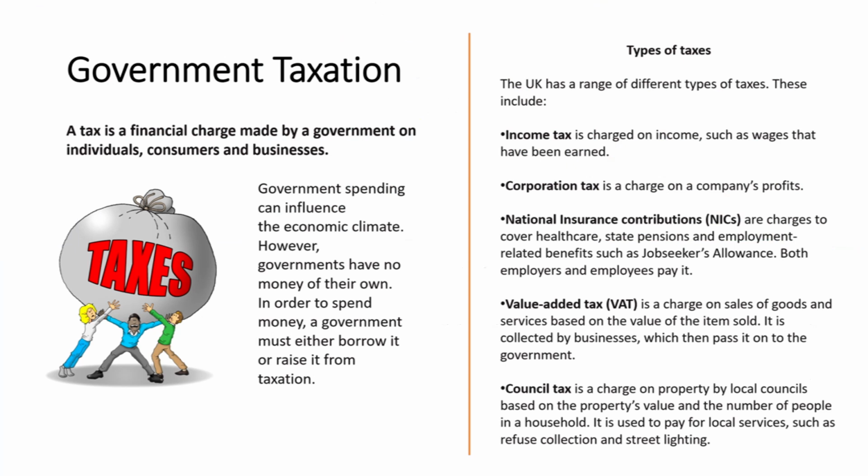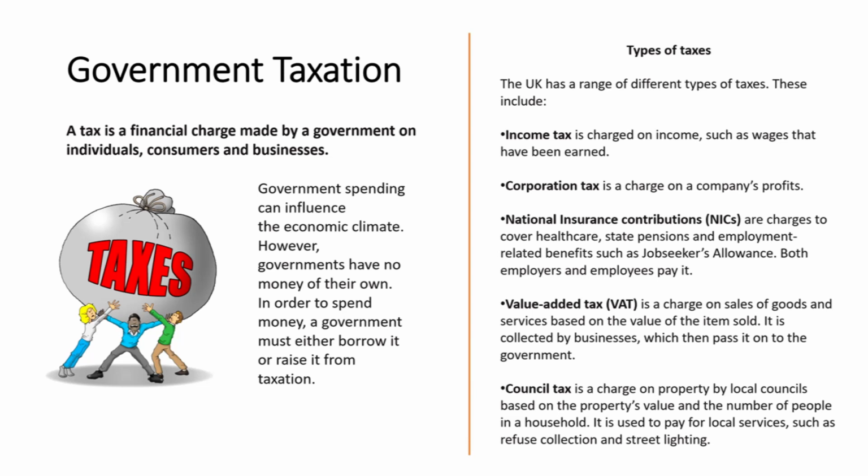Now let's move on to government taxation, because this is very important. So, tax is a financial charge made by a government on individuals, consumers, and businesses. Government spending can influence the economic climate. However, governments have no money of their own. In order to spend money, a government must either borrow it or raise it from taxation.